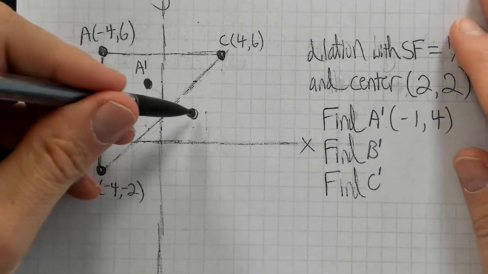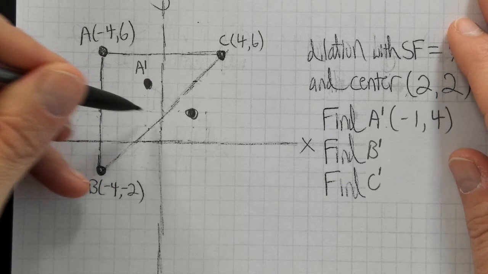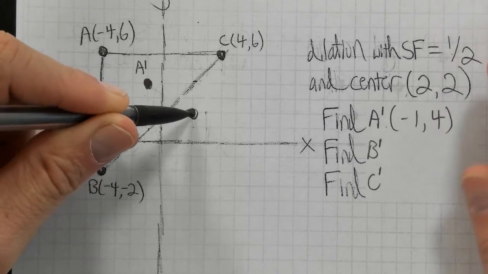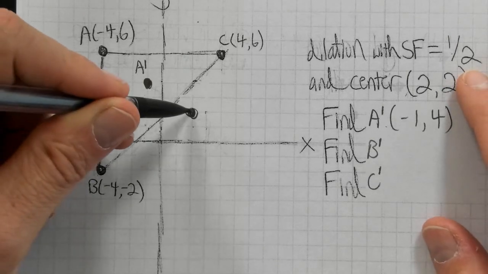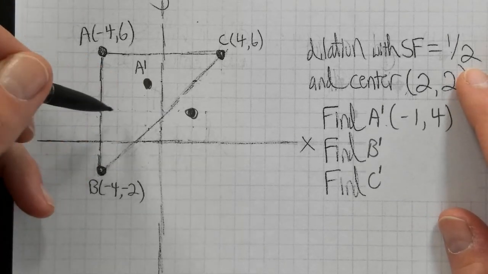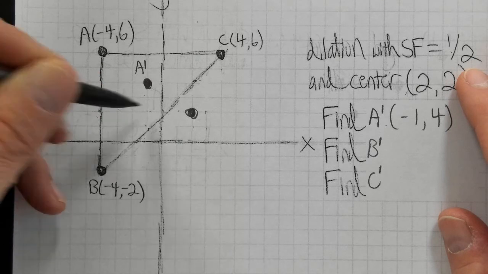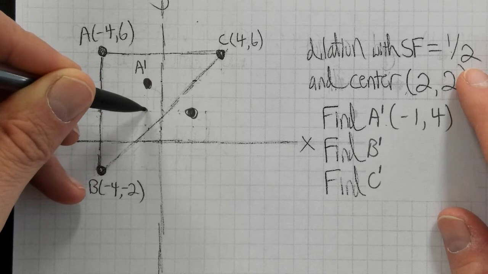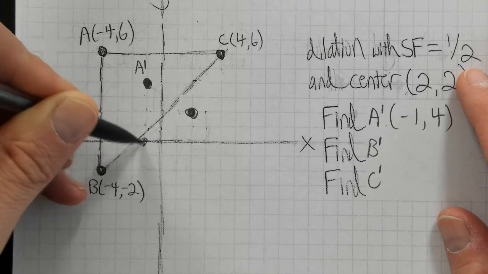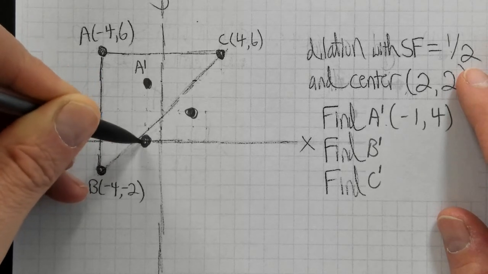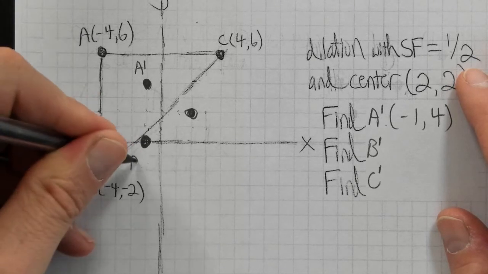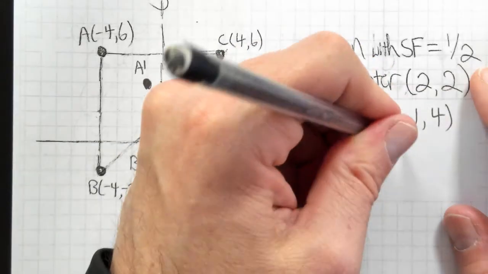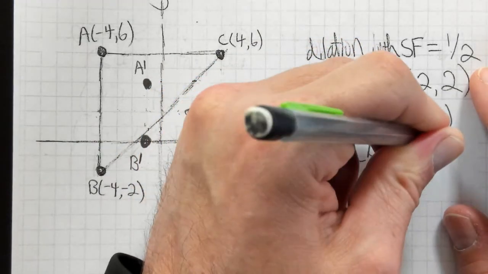So for B now, it's over by 1, 2, 3, 4, 5, 6, down by 1, 2, 3, 4. So over 6, down 4. Scale factor is half, so I need to go half as far over and half as far down. So instead of 6 over, I'm going to go 1, 2, 3. And instead of 4 down, I'm going to go 1, 2. And right there is the point for B prime. And we can write in the coordinate as -1, 0.